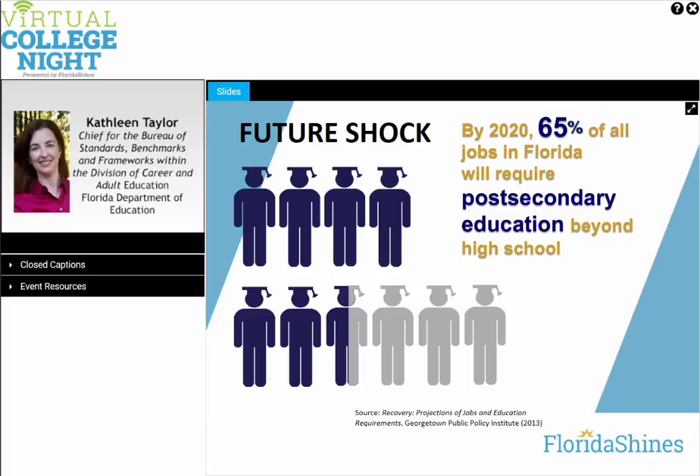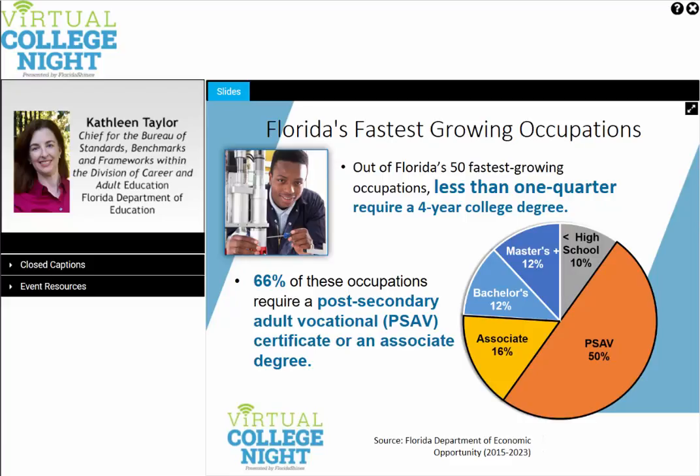An analysis from Georgetown University's Center on Education and the Workforce indicates that within a mere 3 years, 65% of all jobs in Florida are going to require some level of post-secondary education beyond high school. As such, career certificates are an important first credential step on the post-secondary ladder upon earning the high school diploma. Next slide, please.